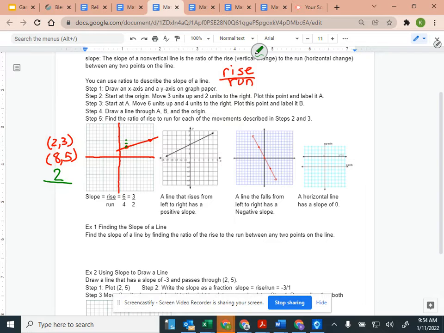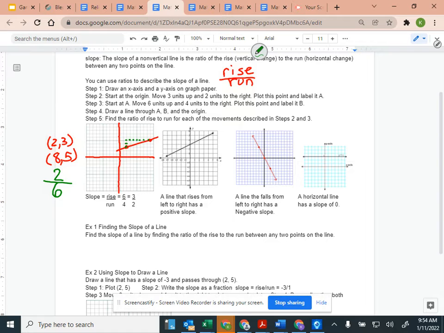Then what do I do, Peyton? Then you go across. Then I'm going to count how many across. 1, 2, 3, 4, 5, 6. So I went over 6, and I'm going to put that for my run.